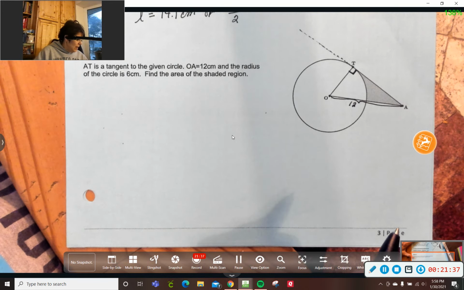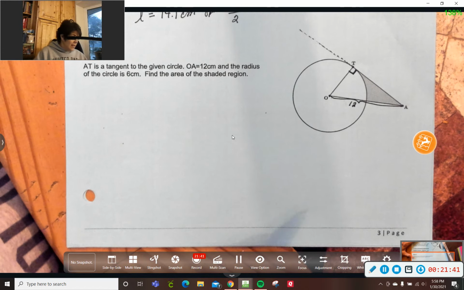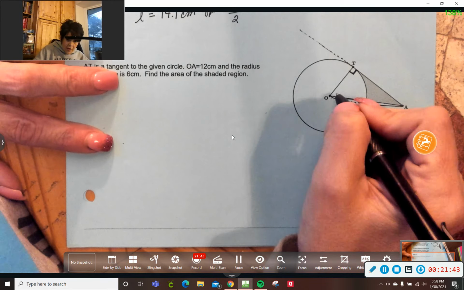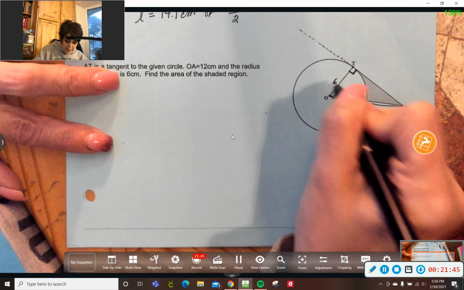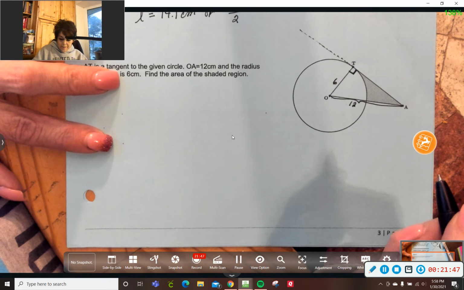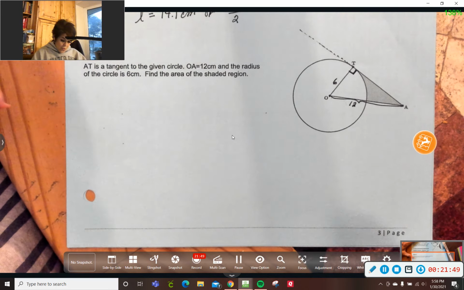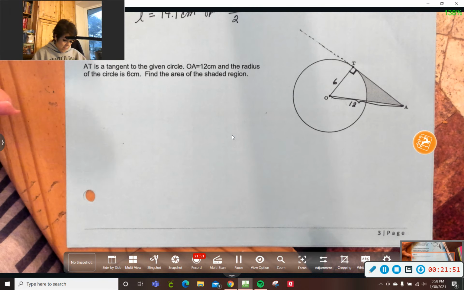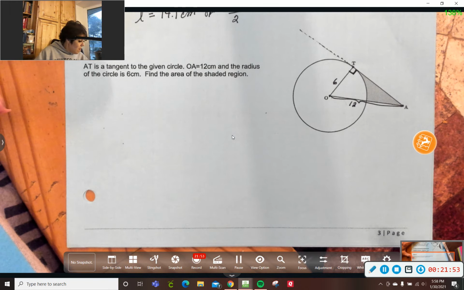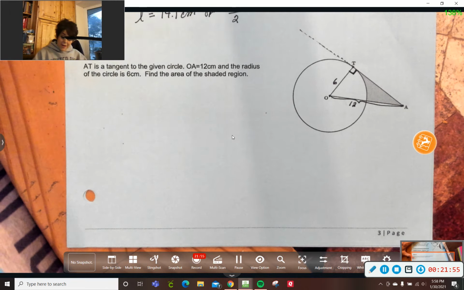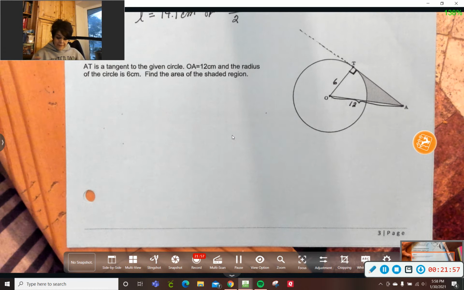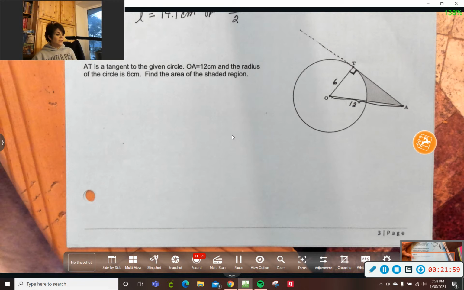And AT is the tangent. We know that the radius of the circle is 6. And I know something else, don't I? I do not know anything else. Okay, that's all I know. So how can I solve this one?